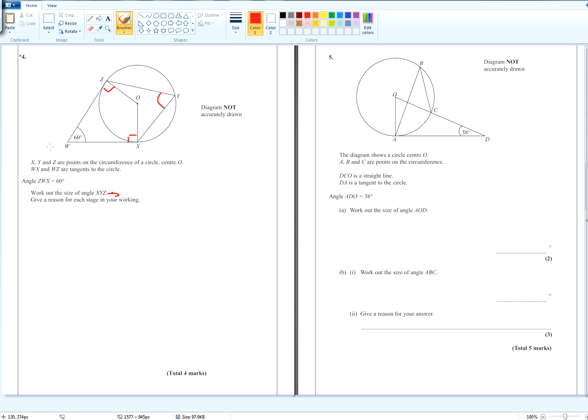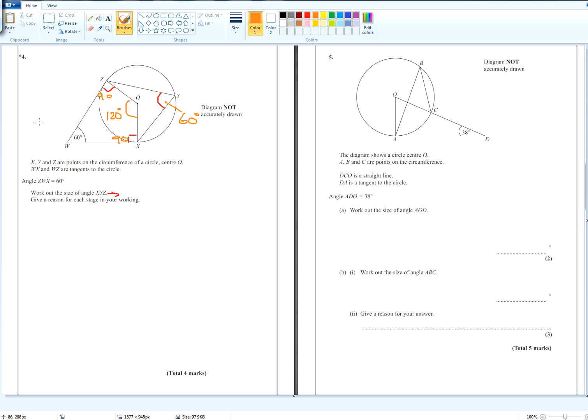This is called a quadrilateral shape, WXOZ, and that will have to add up to 360 altogether. So this missing angle here will be 120. Why? Because this one's already 90 and this one's already 90, plus 60. Take that away from 360 and it gives you 120. Now once you know that's 120, the angle Y will be what? 60. Why is that? Because the angle subtended at the center is double that subtended at the circumference.